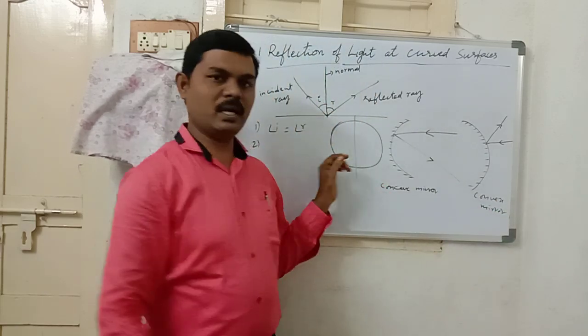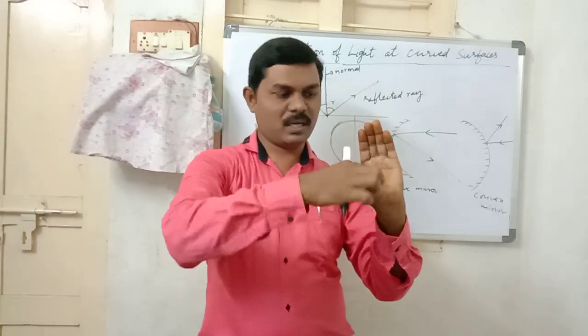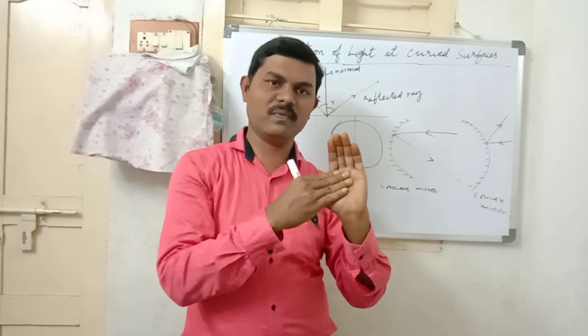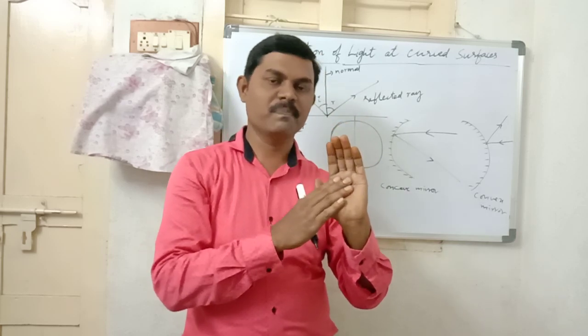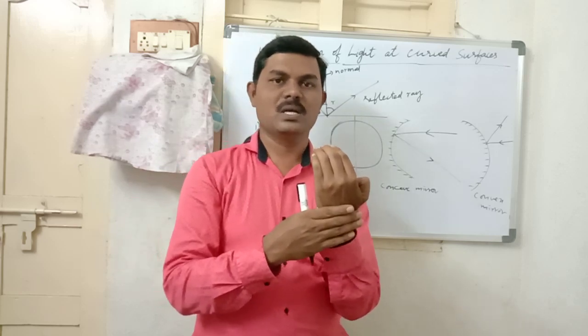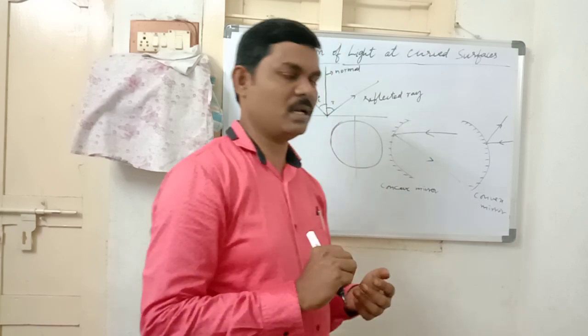So for easy understanding, I'll tell you that this concave mirror means this part, cave, like a cave-like structure is there. So the curved inward reflecting part is called a concave mirror. The curved outward reflecting part is called a convex mirror. So this type of mirrors, in our daily life also we can observe clearly.